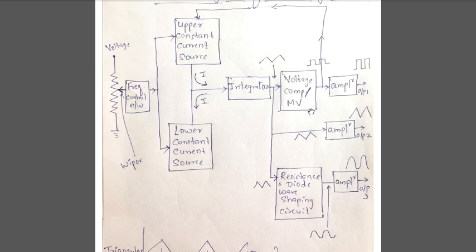Now that we know the majority of the blocks separately, let us assemble them together to understand how the function generator works. So starting with this, the wiper position can change in the potential divider circuit. Hence the voltage at the wiper changes. So if you keep the wiper at this position, there will be a specific voltage which appears at the wiper, and that wiper voltage is in turn supplied to the upper constant current source, and it is also applied to the lower constant current source.